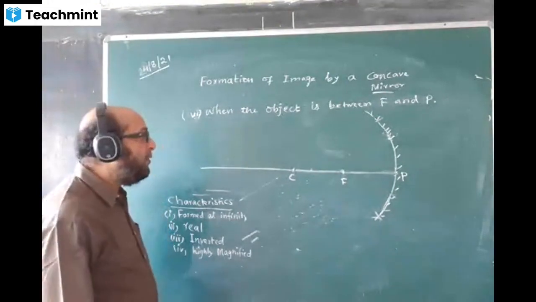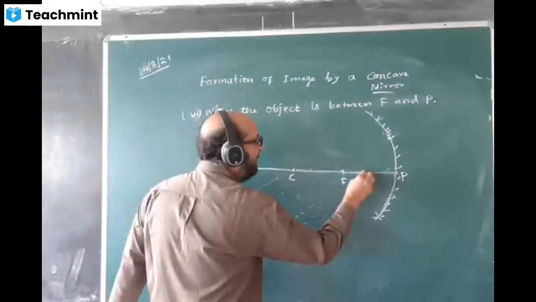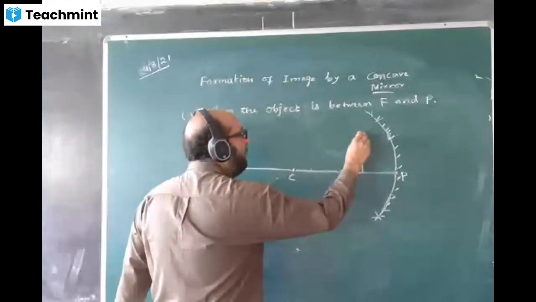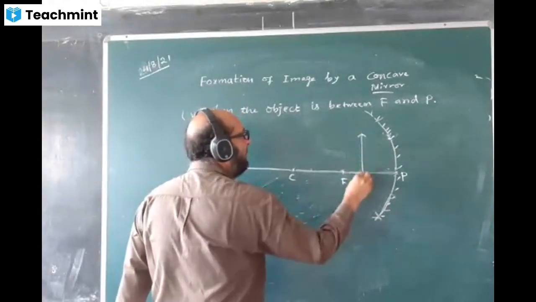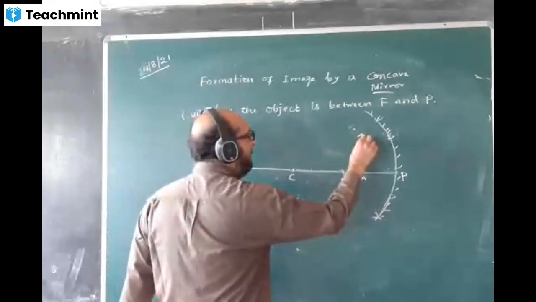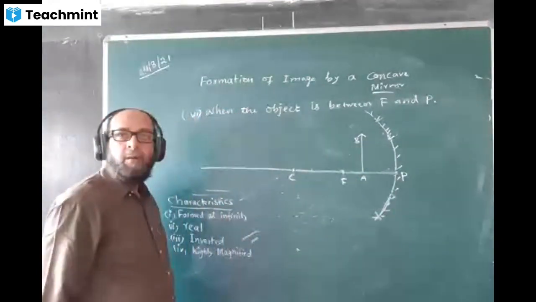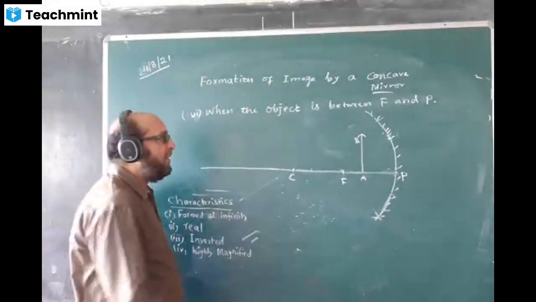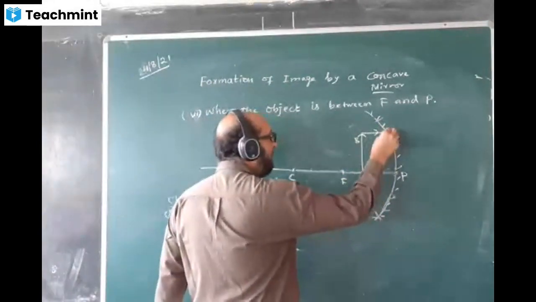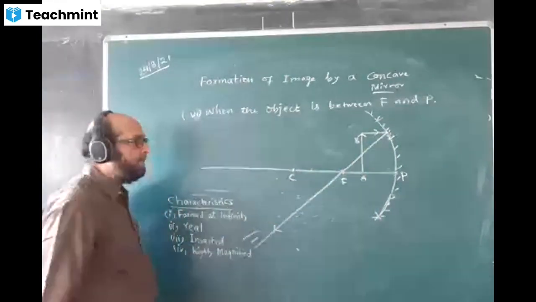Where is the object now? The object is between F and P. So we'll keep the object anywhere in between them. Here we'll keep it. Take the object height equal to 2 centimeters. I have taken the two points A and B here. How do we draw? First ray, we are taking parallel to the principal axis. It will pass through F like this. It is passing through F here. First ray.